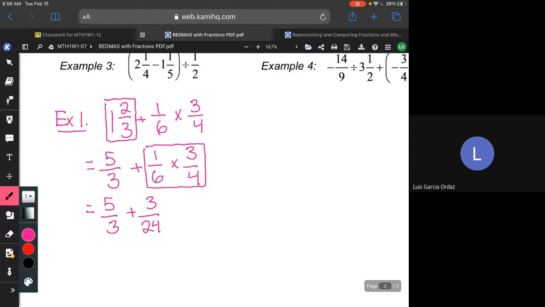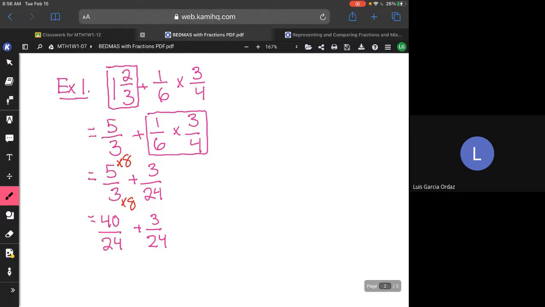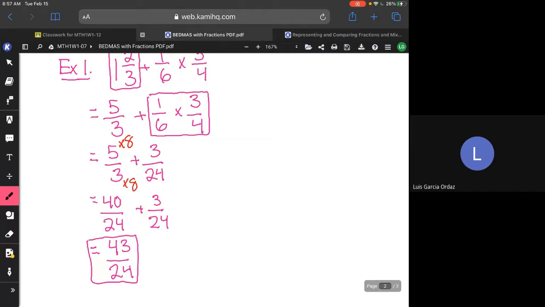So my lowest common denominator in this case is going to be 24. What do I need to multiply my first fraction by to get the 24? Aaron, 8. So what does my first fraction become? 40 over 24 plus 3 over 24. And what is my final answer? Lance? 43 over 24. Can I reduce this, or is it in simplest terms already? Look at the number 43. Is that a prime number? Yeah, so I cannot reduce this any lower. So 43 over 24 is my final answer.